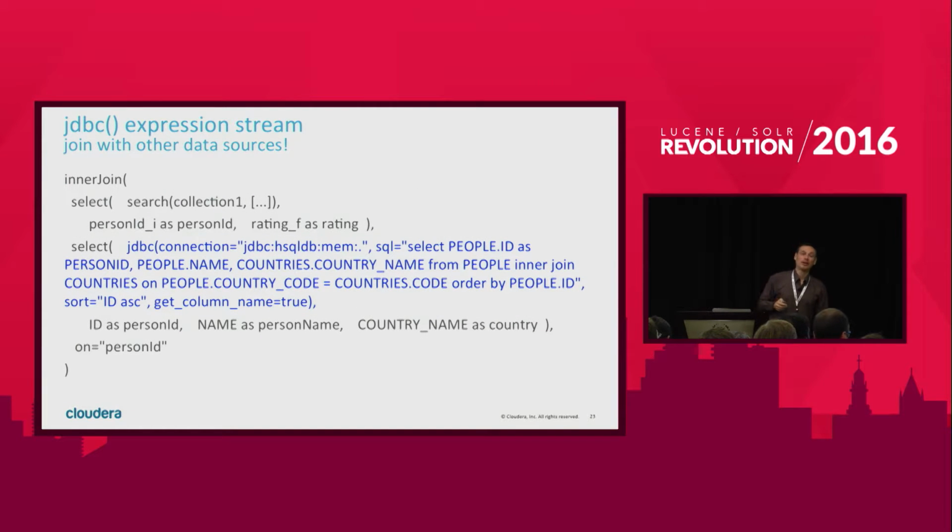JDBC expression stream. A very cool thing. The streaming APIs are also good at handling data from other systems. You don't have to just do joins and talk to Solr. So in this example, we're doing a join over a query from a Solr collection and a JDBC query from any kind of database.